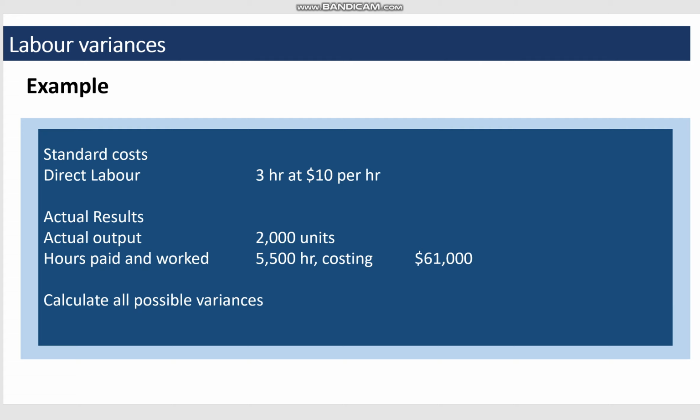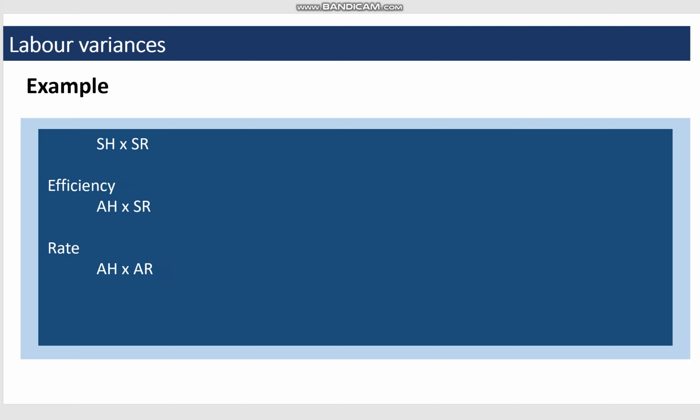Here is one imaginary company which has the standard results of direct labor that 1 unit takes 3 hours and the labor gets paid $10 per hour. Actual results were that the company produced 2000 units of actual output and the hours paid and worked for these units were 5500 hours costing $61,000. Calculate all possible variances. First of all, the pro forma: standard hours standard rate, actual hours standard rate, and actual hours actual rate. Let's fill in the pro forma.